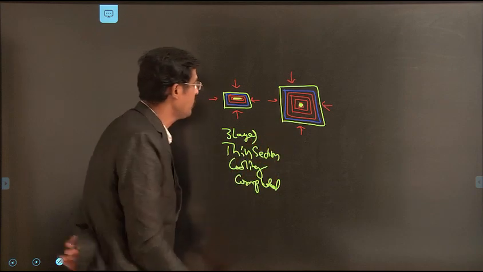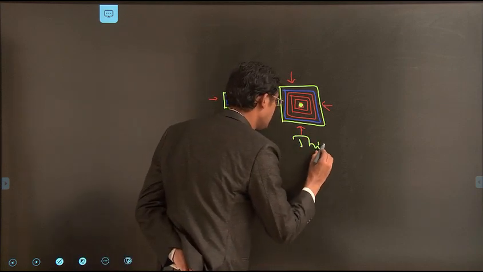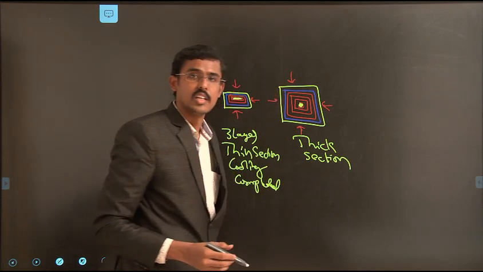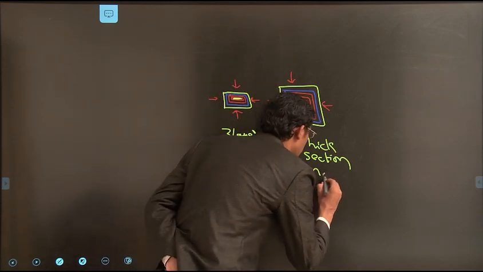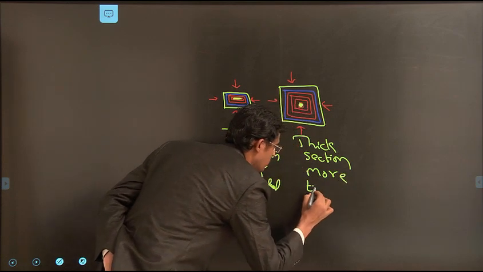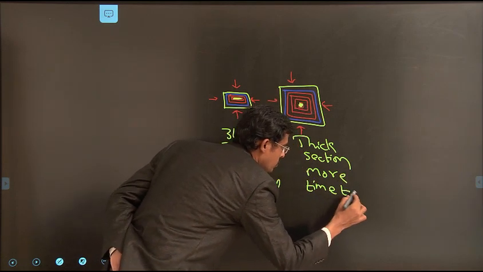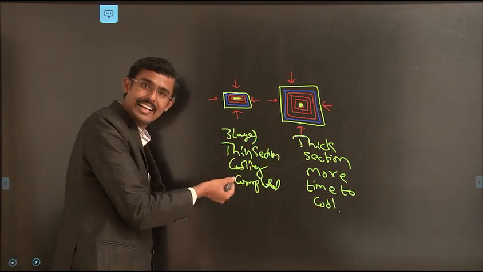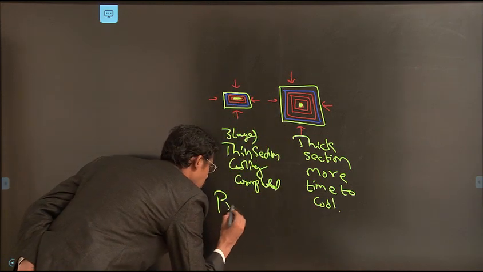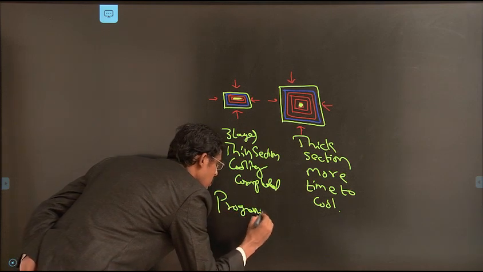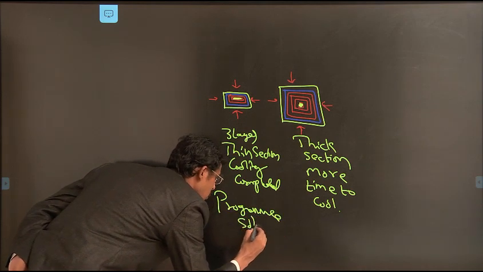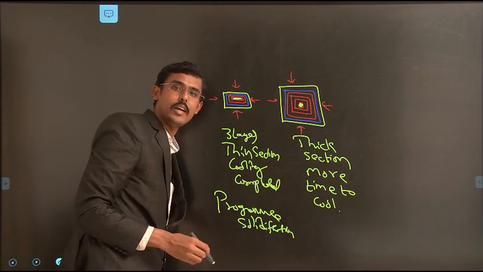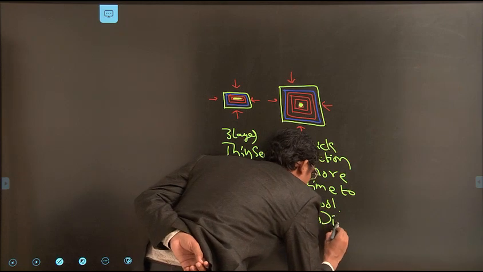Okay, but here what happens? The thick section takes more time to cool. Therefore, what I am doing, this occurred by the progressive solidification. But this occurred by directional solidification process.